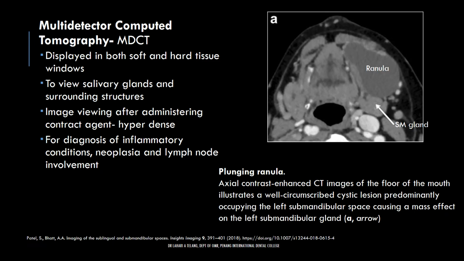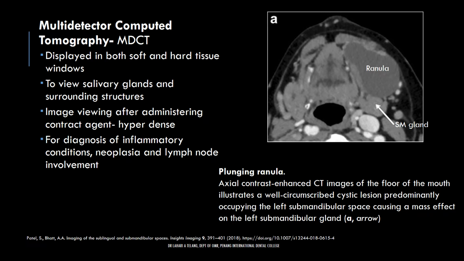Multi-detector computed tomography is used to display both soft and hard tissue windows to view the salivary glands and surrounding structures. The image viewing after administration of contrast dye gives a hyperdense appearance and is very useful in identifying and diagnosing inflammatory conditions, neoplasia, and lymph node involvement.